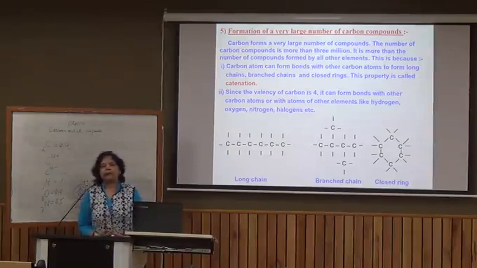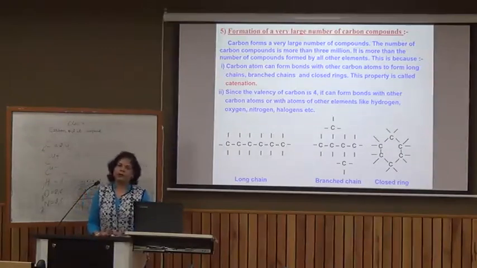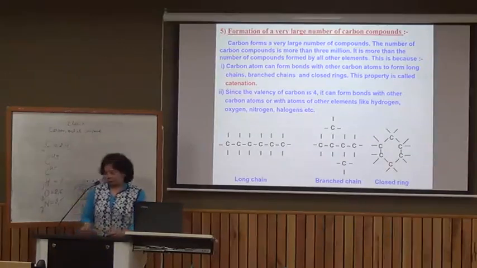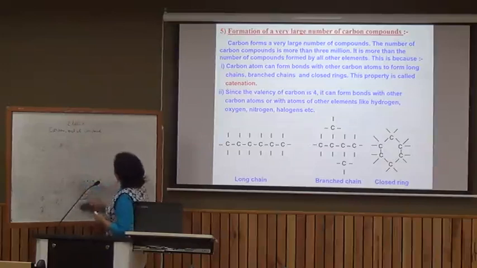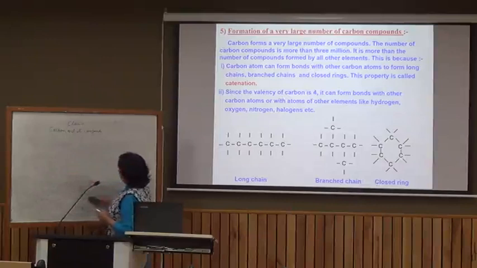Let us find why does carbon form such a large number of compounds. There are 2 properties of carbon which enable carbon to form a large number of compounds. One is catenation and the other is tetravalency. So what is catenation? Catenation is that carbon atoms can join together to form large molecules. A large number of carbon atoms can join together to form large molecules.